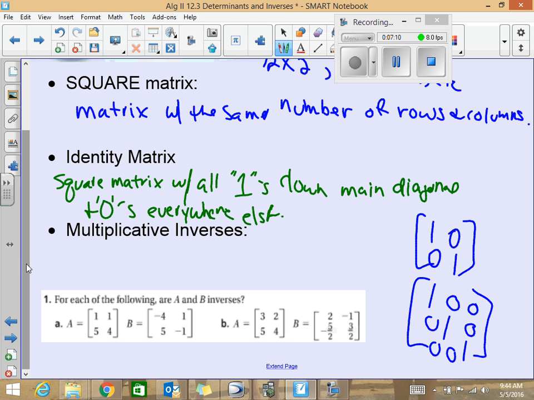It could not be ones going this way. And it could not be any other numbers, okay? So even if you had like all 2s down here, that's not an identity matrix. If you had anything else, it has to be this, okay?